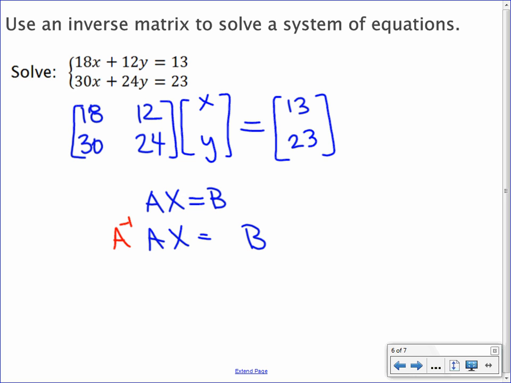Now this is very important. Since I'm multiplying it on the left, it needs to go on the left over here as well. So then what's A inverse times A? The identity. The identity times X is X, and we'll get X by itself. So this is what we need to do with our matrices. So what do we need to find? We need the inverse of A.